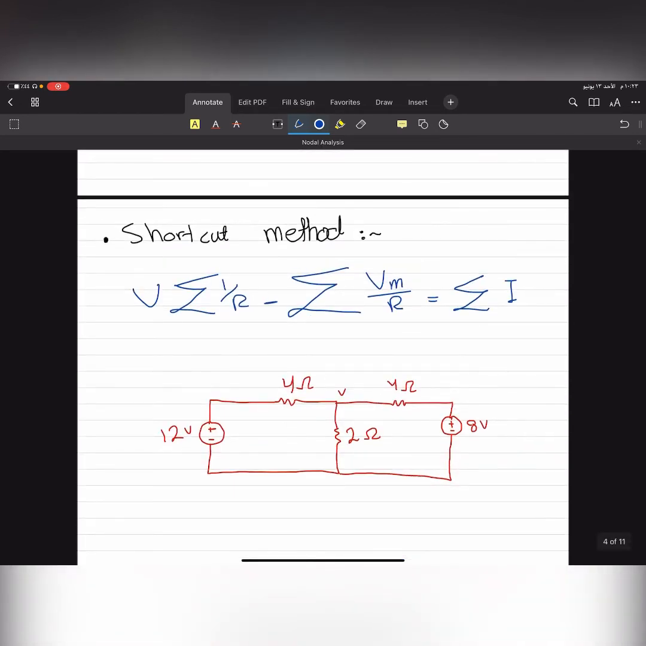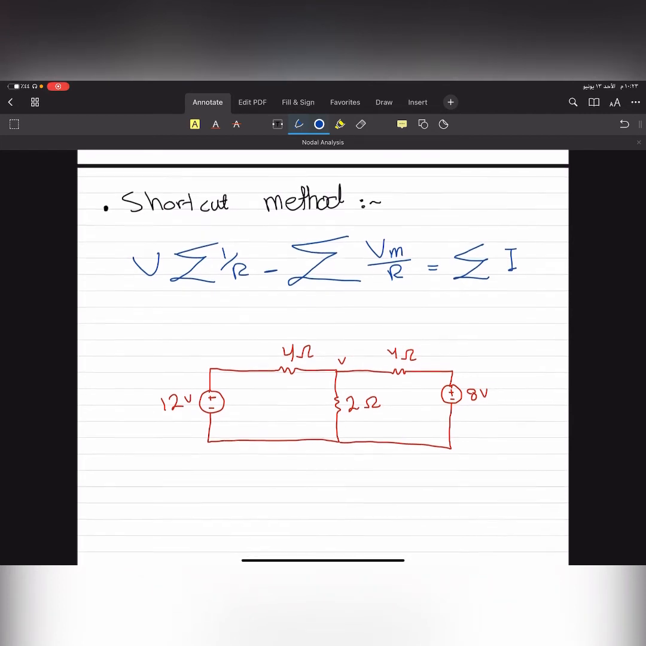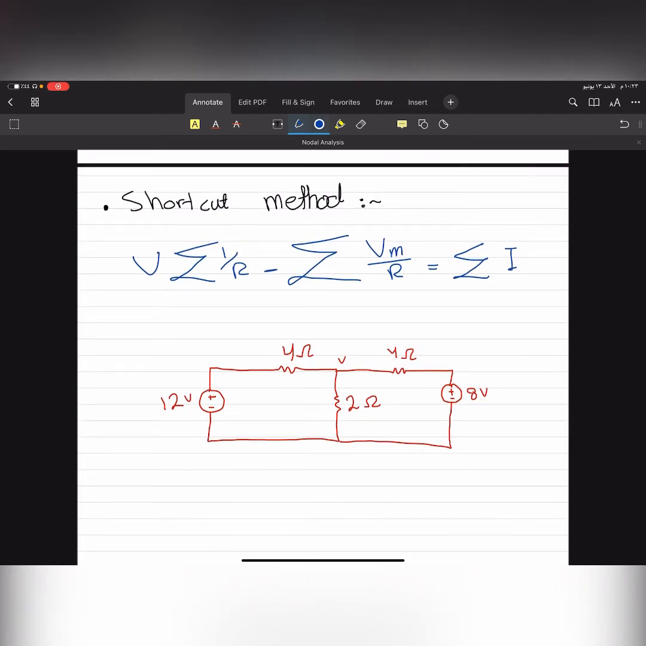Now let's go for the shortcut method. The shortcut method is actually the one that I prefer. So if I just have this problem, it's actually similar to the previous one that we did above, but this one is 12 volts, not 2 volts. So it's very easy.